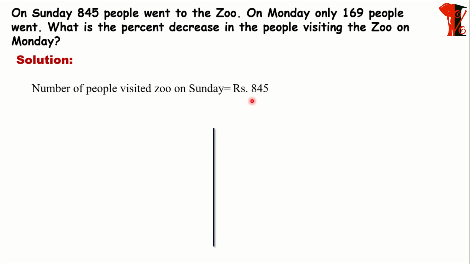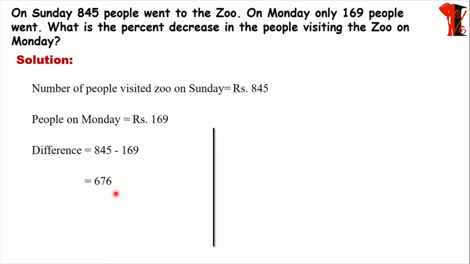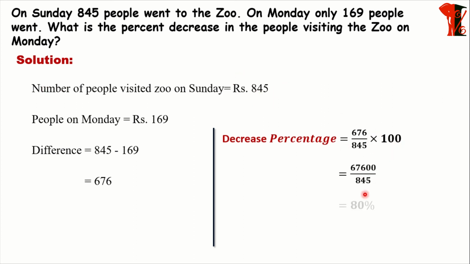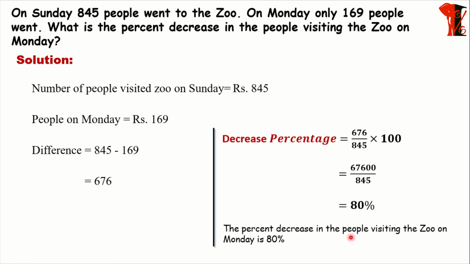The number of people who visited on Sunday is 845. People on Monday is 169. So we are going to find the difference. The difference is 676. That means 676 people are fewer on Monday as compared to Sunday. This is the same formula. I have directly substituted it. Here 676 is the difference. 845 is the old number, that is, how many people came previously, into 100. Simplify further, multiply, and divide by 845. You will get 80%. For this, it is better to go for cancellation first, then division. That makes the calculation simple. So the percentage decrease in the people visiting the zoo on Monday is 80%.